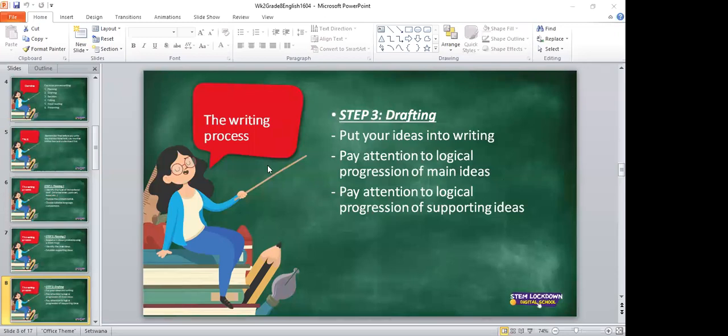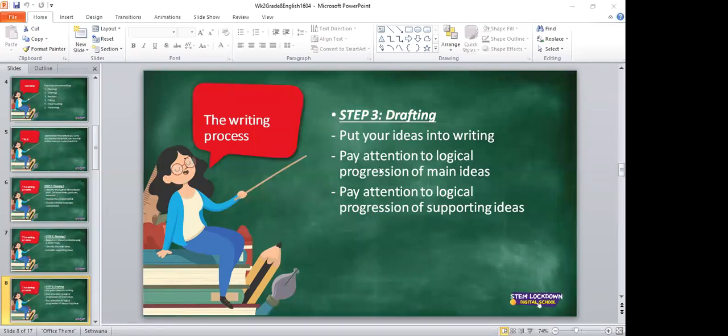Okay, let's go to step 3 now. Is this for marks? Sometimes they do give you marks for a mind map, so it will be included. It will show that you know what you're doing and that you did take time to plan what you are writing.